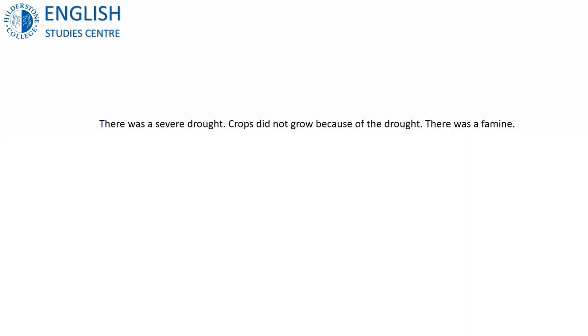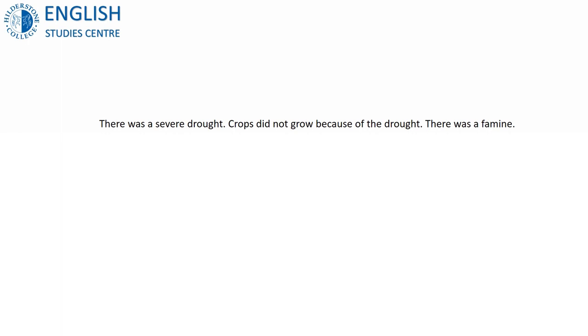There was a severe drought. Crops did not grow because of the drought. There was a famine. I actually had to work quite hard to simplify this sentence because I worked backwards from the very natural sounding participle clause sentence. Okay, so that might be why it might sound a bit strange to you. We've got 3 sentences there, haven't we? And it's not the best way of writing to have isolated sentences like that.